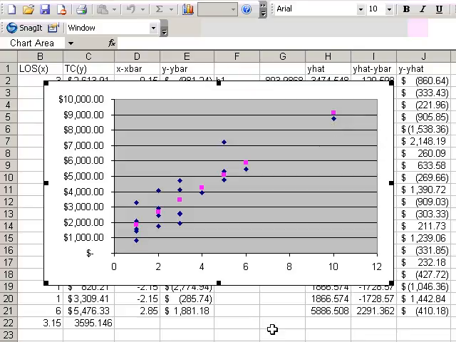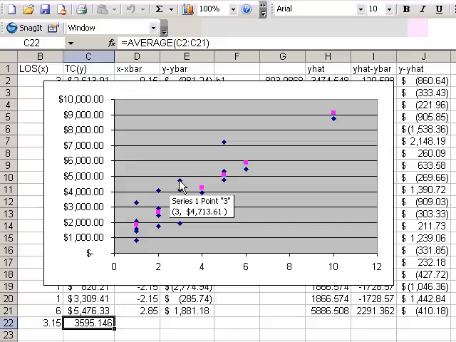Now, as I said before, the total sums of squares is the difference between each of these blue dots and the mean of total charges, which is shown here as $35.95. So the difference between each of these blue dots, this one happens to be $47.13, and the mean squared is what is summed to get the total sums of squares.